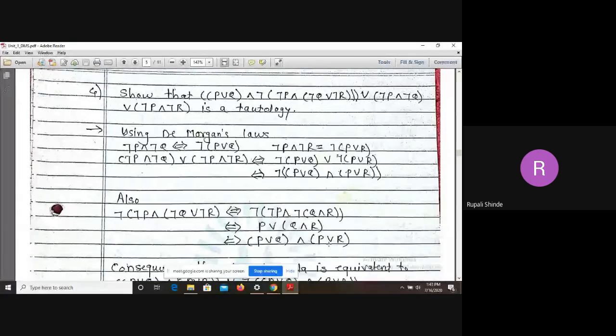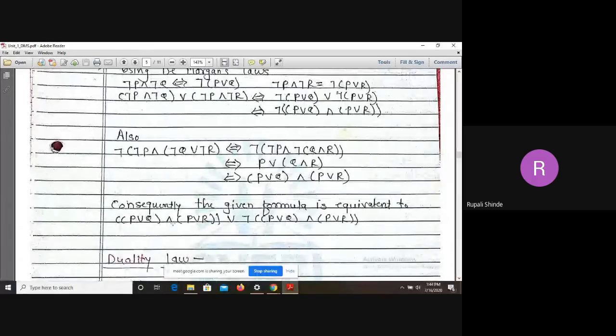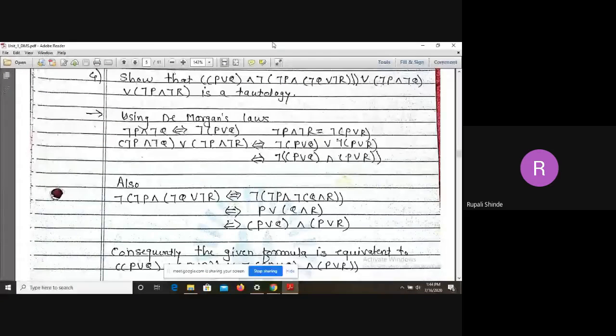So here is repetition of the term P or Q. That's why we can keep that term once. That's why P or Q and P or R. This is the simplification up to this bracket, up to the second term.